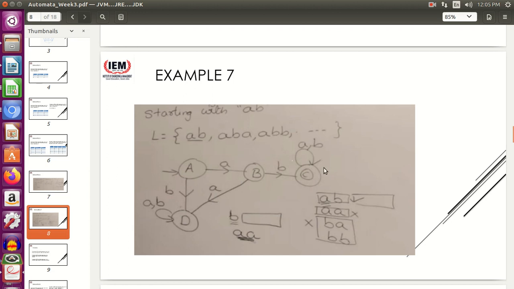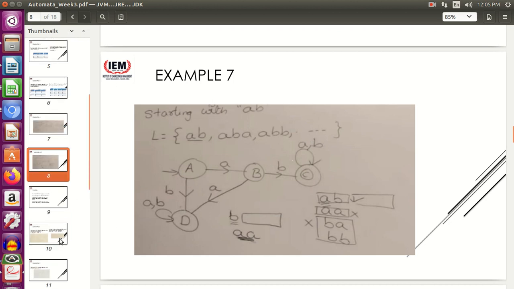What about the last final state? I can end with anything, not an issue. I wanted to start with AB, I have successfully done it. Now I can end with anything and everything. So I will just give a self loop of A comma B. And in this way I can ensure that all the strings starting with AB will be accepted by this DFA. Okay? Clear?